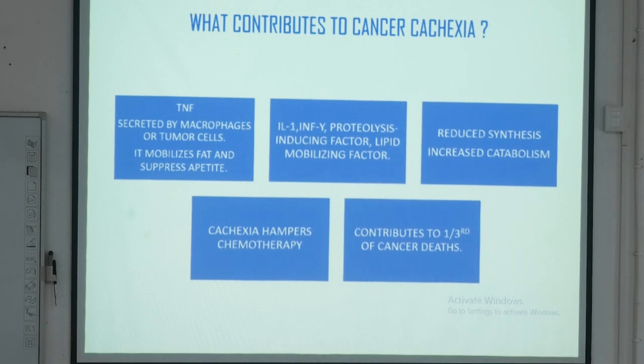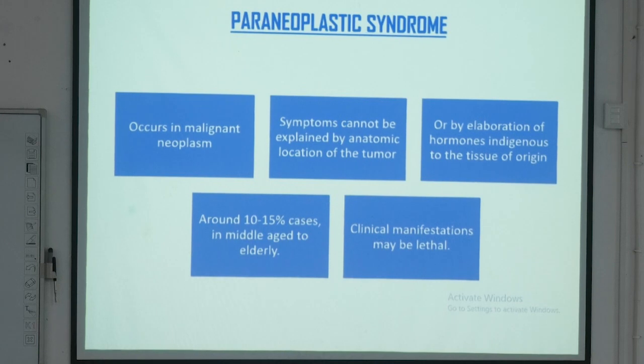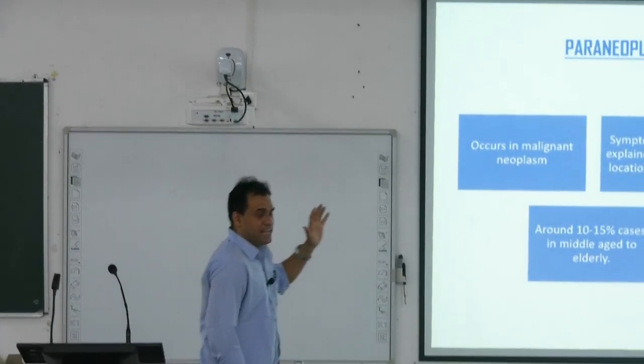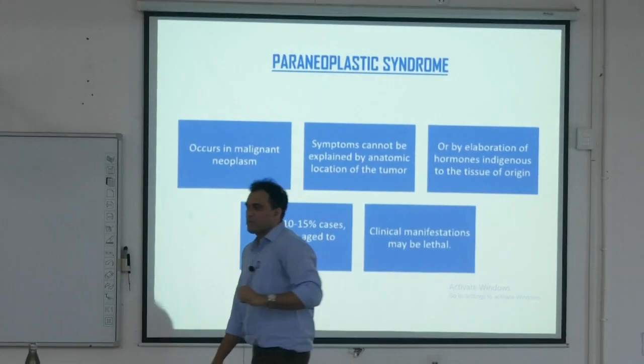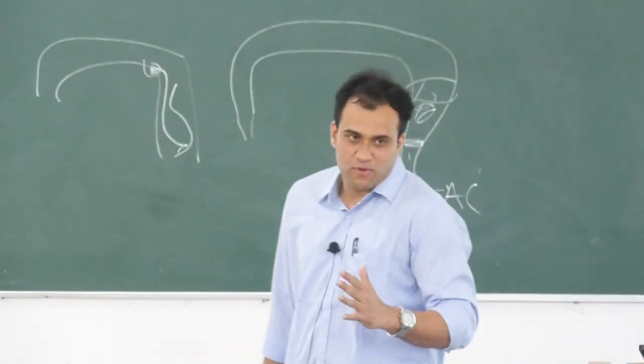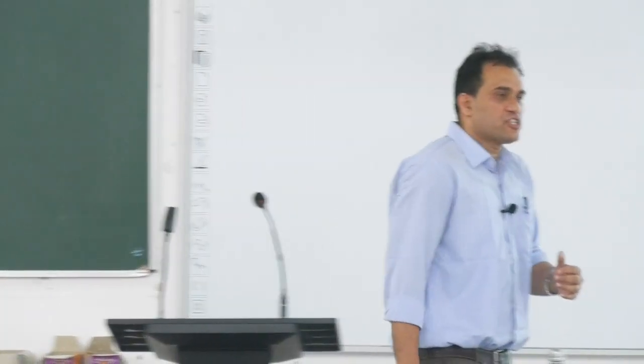Okay. Photographic memory. Then comes paraneoplastic syndrome. This is by far the most important thing. Paraneoplastic syndrome is never seen in benign cases. Remember, paraneoplastic syndrome is always seen in case of malignant neoplasm. These are symptoms that cannot be explained by the anatomic location of a tumor.